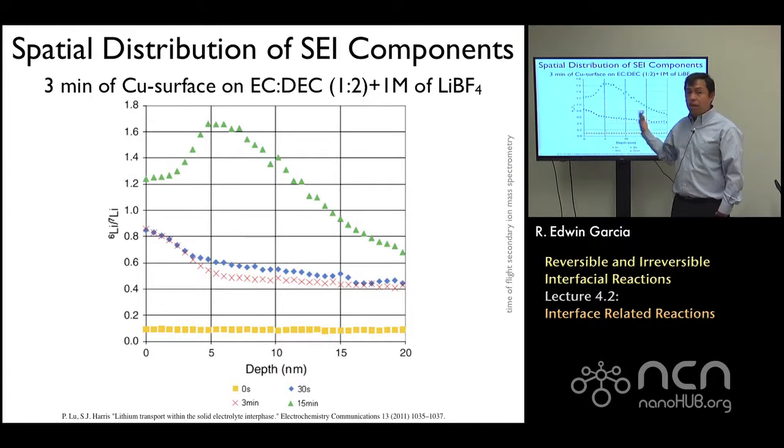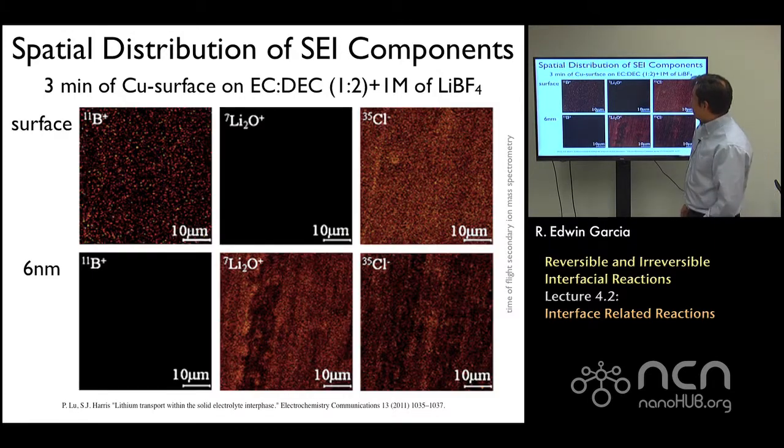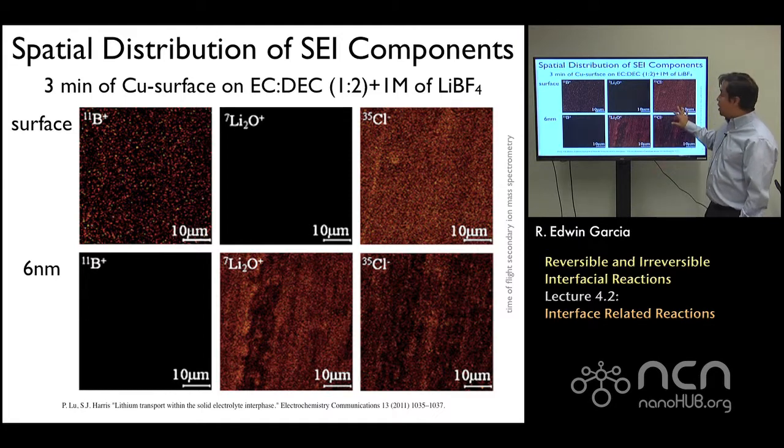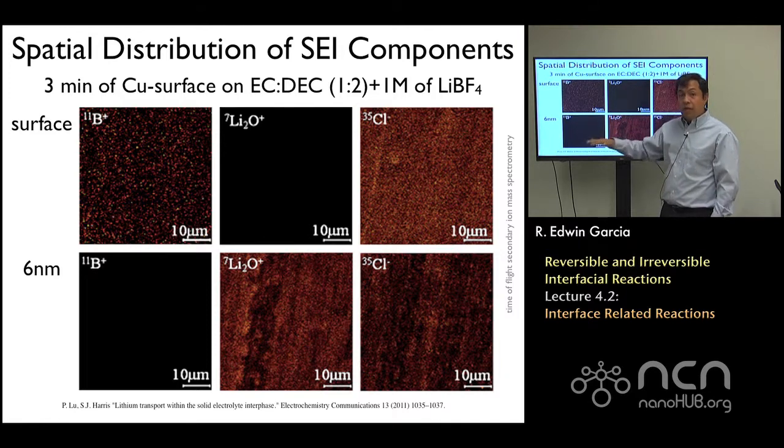Now, if instead of looking at it through the thickness, we look at it from the top, what you will find is that, as you look at the different components, you have, for example, the B plus ions, the Cl minus, and the Li2O plus. You can see how it inhomogeneously distributes throughout the surface of the anode material, imposing with that regions where you could have high reactivity versus regions that do not have such a high reactivity.